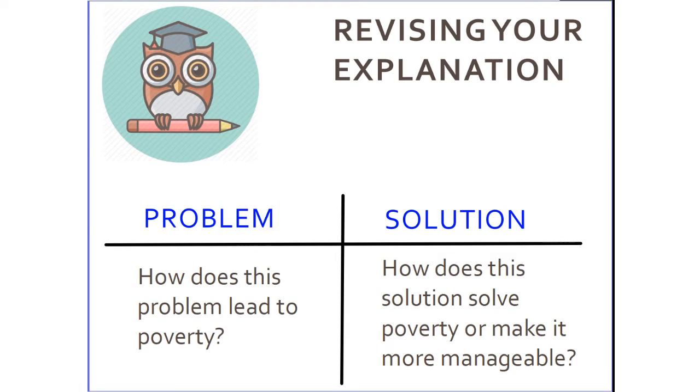Hey Ravens, today we're going to practice revising your explanation. There's two things I've been talking to you about. For the problem, you should be explaining how does this problem lead to poverty? And for the solution, how does the solution solve poverty or make it more manageable?